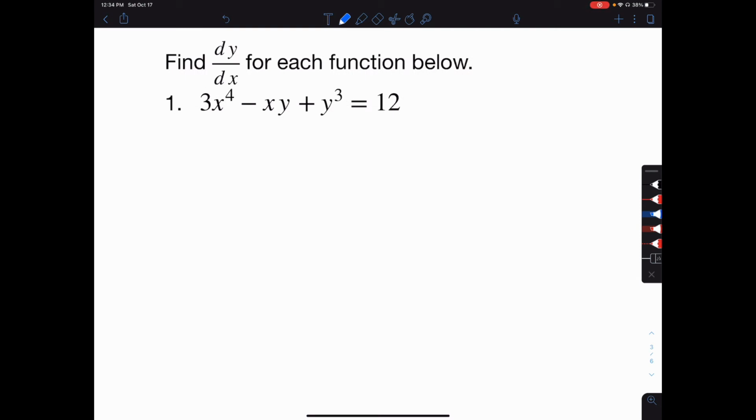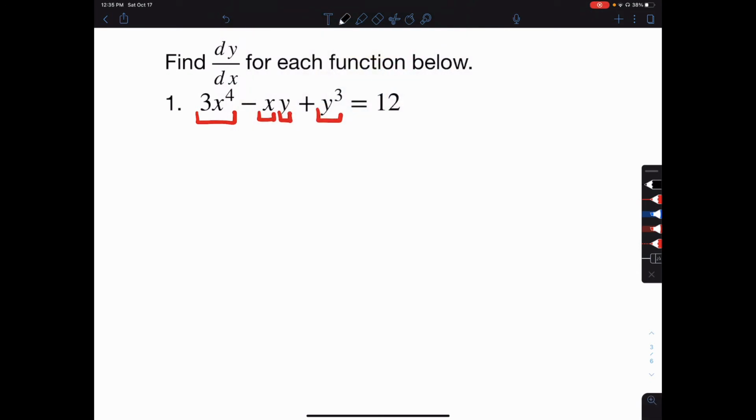You do implicit when y is not by itself. And we're going to use the chain rule. Before we get into this, let's be sure that we know this is a product. This right here is just going to be the power rule. This is going to be the power rule with a little chain action. So I'm going to continue to write the dx over dx, the dy over dx, even though sometimes it's not necessary.